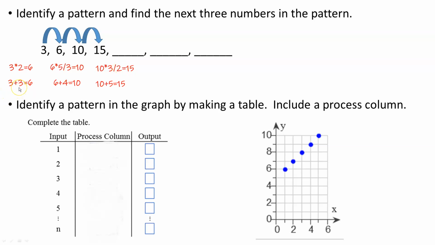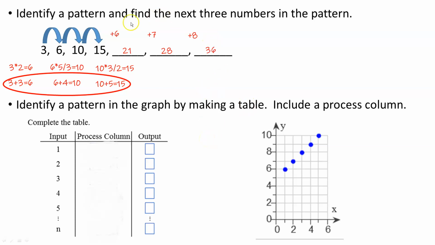And then we could also have 3, 4, 5. Hey, that's a pattern. So there's your pattern. We add 3, we add 4, we add 5. So we're going to add 6 and get 21. Then we're going to add 7 and get 28. And then we'll add 8 and get 36.